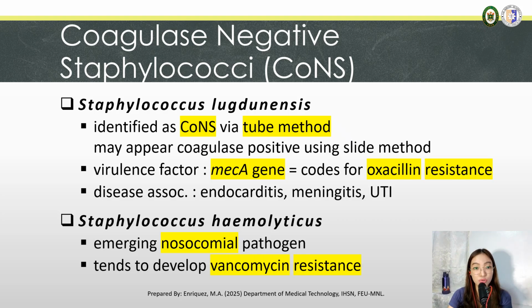Next is Staphylococcus lugdunensis, which is identified as coagulase negative via the tube method. Now, if you would remember in our previous slides, di ba, we talked about the coagulase test, and there are two ways to perform it. So, the slide method and tube method. Sinasabi po dito that Staphylococcus lugdunensis may test negative for coagulase kung tube method yung gagawin. But they may appear coagulase positive using the slide method. A lot of the strains of Staphylococcus lugdunensis are also known to carry the mecA gene. The mecA gene codes for oxacillin resistance.